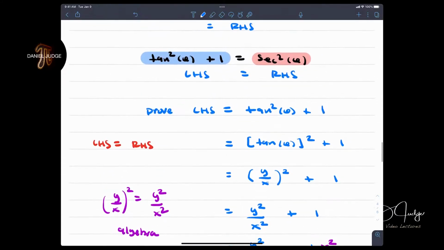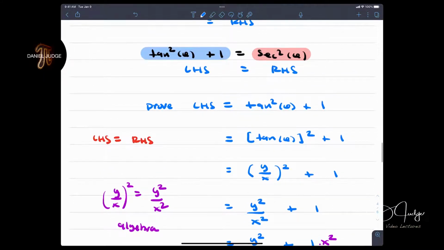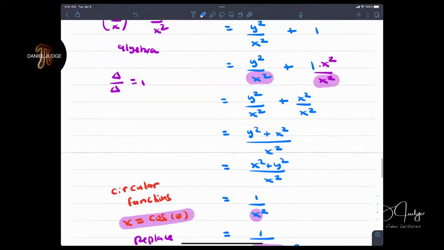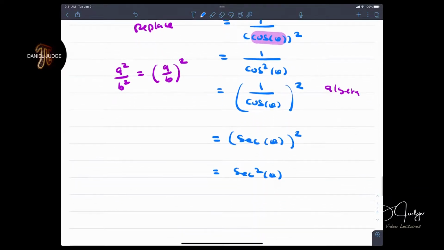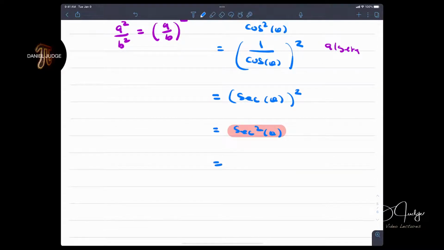And so this is the right-hand side. There's some algebra. But we just showed that the left-hand side equals the right-hand side, and that now means we are done. This is equal to that right-hand side. So you're done with this proof.